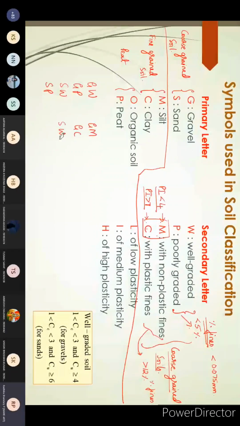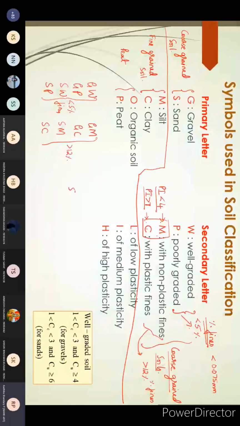So this is when these two are possible. Not this too. This is possible when less than 5% fines. So this is possible when more than 12% fines. So if it is 5 to 12%, then we will have dual symbol.